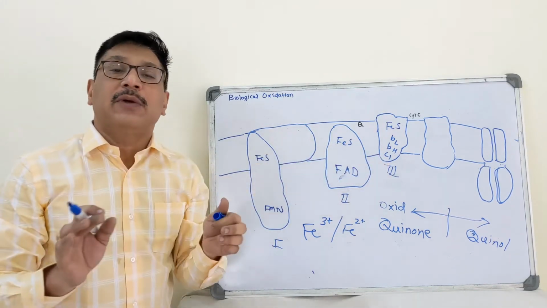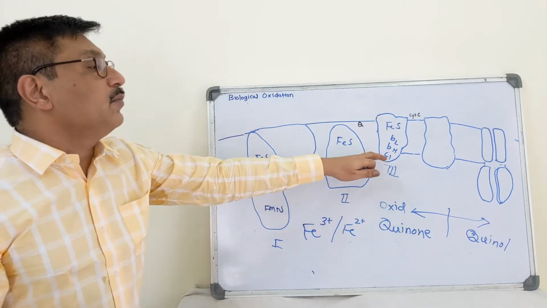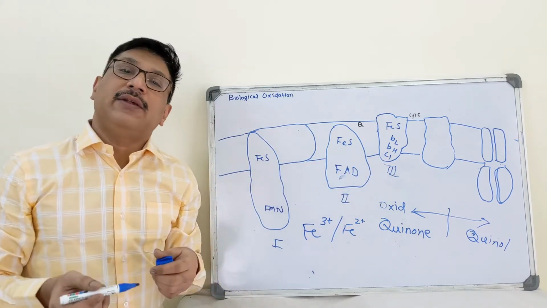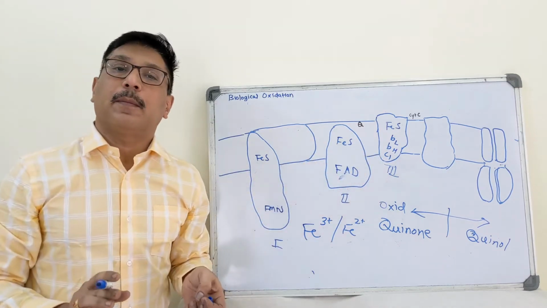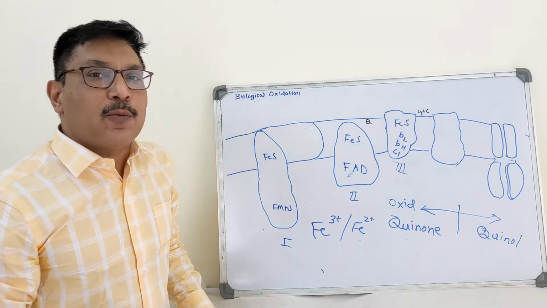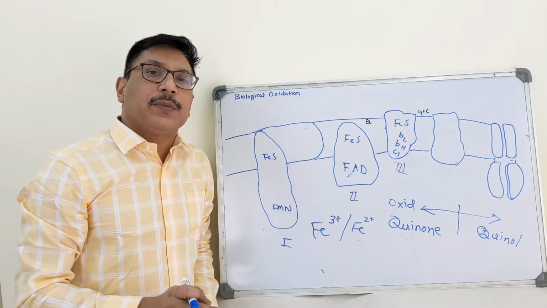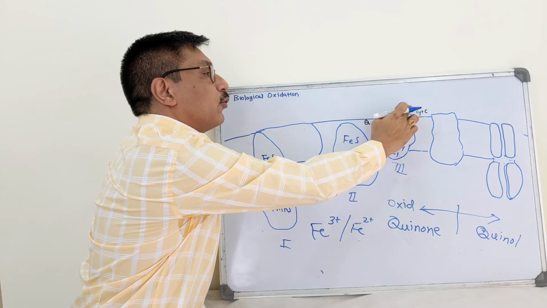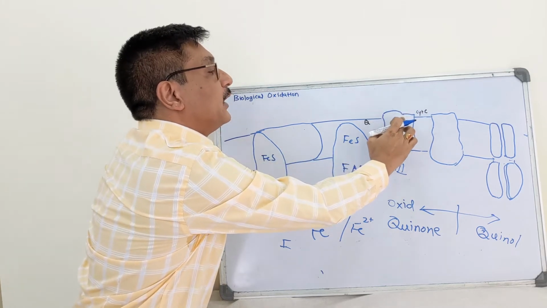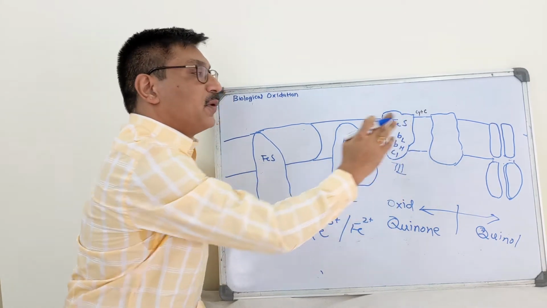Cytochrome C1 is a heme containing protein. The structure of heme found in cytochrome C1 is similar to that found in hemoglobin. Cytochrome C is the smallest of all cytochromes. Cytochrome C is water soluble and transports electrons. It is also a mobile unit. It transports electrons from complex 3 to complex 4.